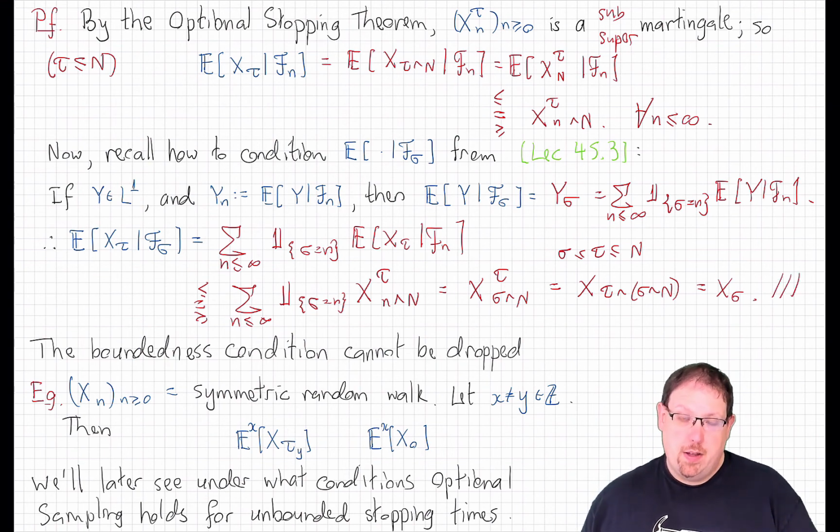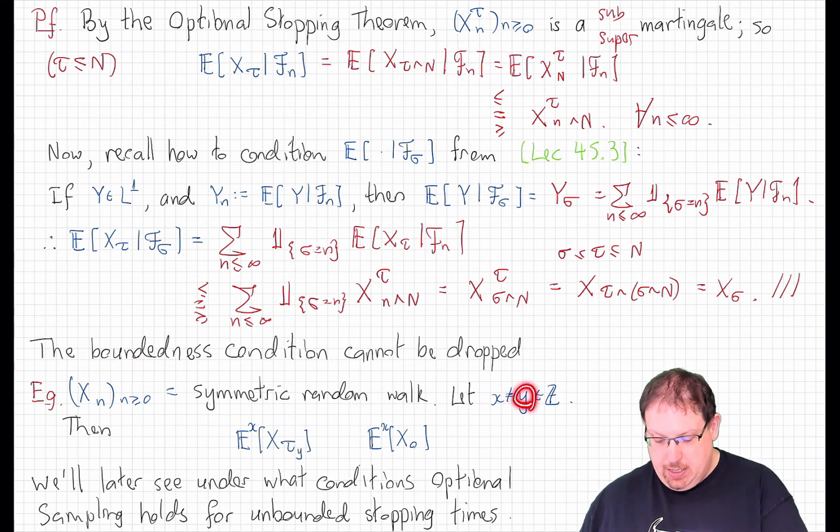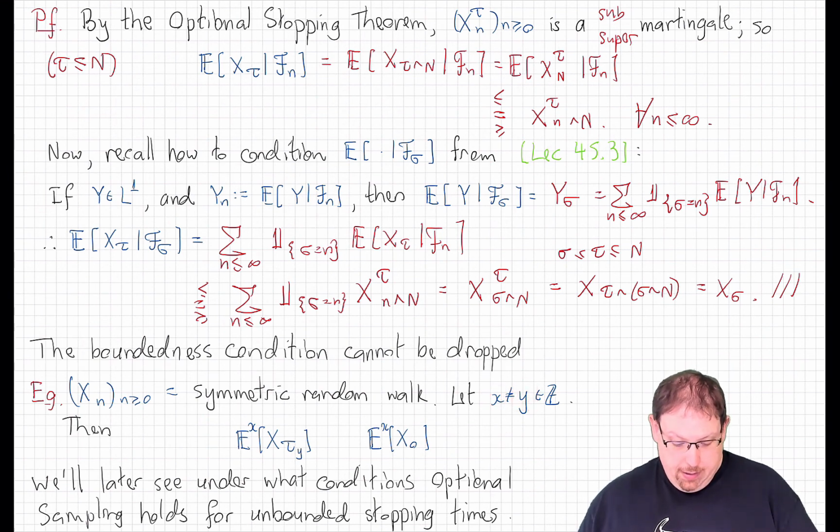Now, before we sign off on this, let me note that the boundedness condition simply cannot be dropped in general, and the typical counterexample will be afforded by perhaps our favorite martingale and Markov chain, the symmetric random walk. If X_n is a symmetric random walk on the integer lattice, we start it at some point x, and we might be interested in when it gets to some point y. That is, what's the expected value starting at x of the process at the hitting time of y? Well, of course, that's a no-brainer. At the hitting time of y, the process has hit y. So X at tau_y is just y.